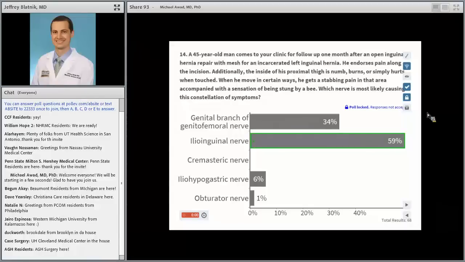females. The iliohypogastric gives you more burning pain along the incision laterally and down in the suprapubic region, and the obturator nerve in this case really isn't in play. But an obturator nerve injury would give you difficulty with ambulation and an unstable leg.